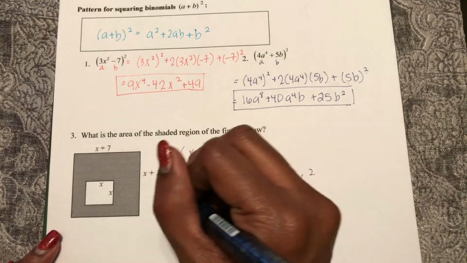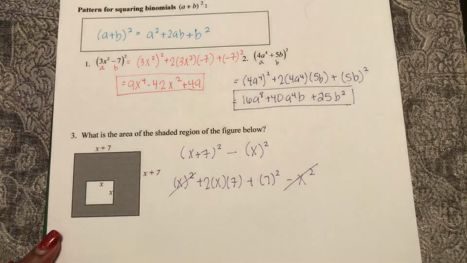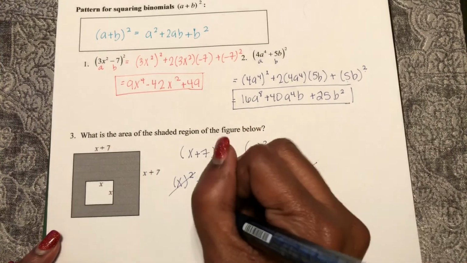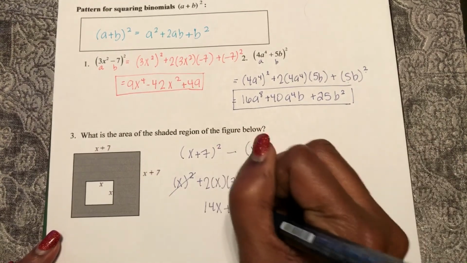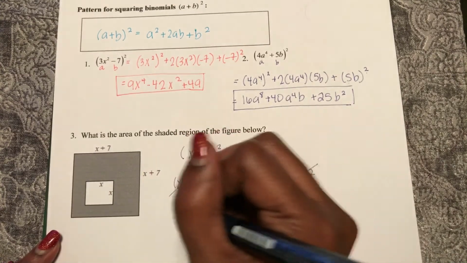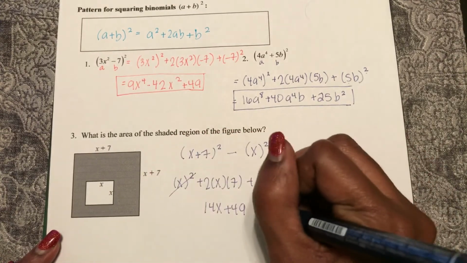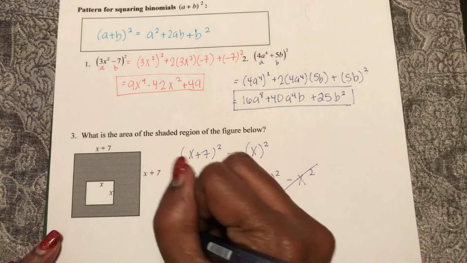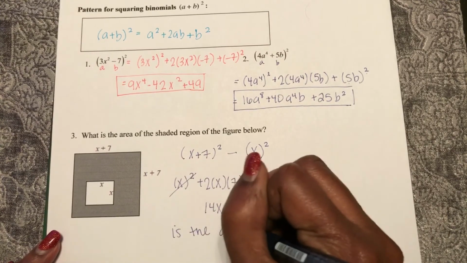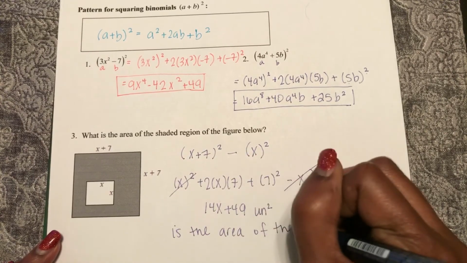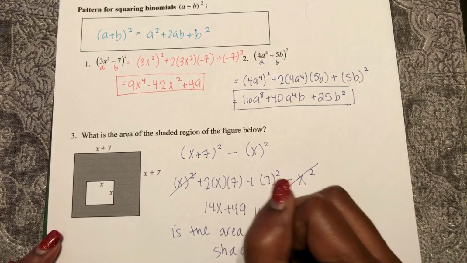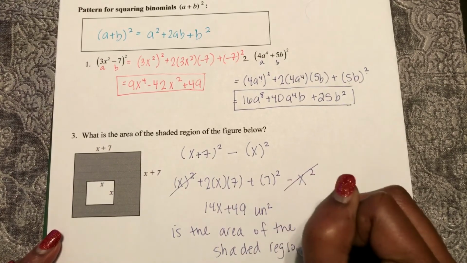And so I see my x squareds are going to cancel. 2 times 7 is 14x plus 49. So that would be units squared is the area of the shaded region.